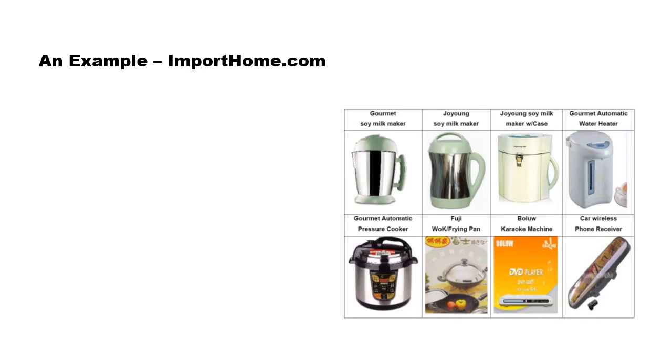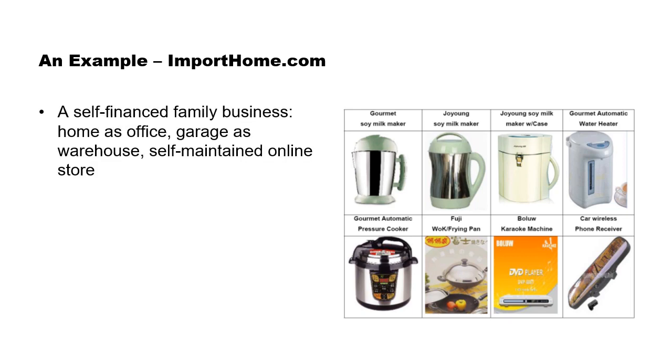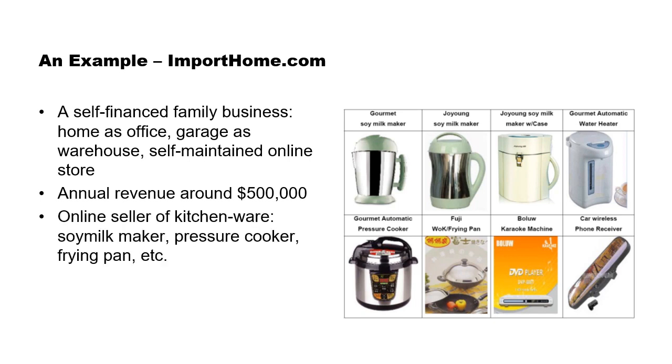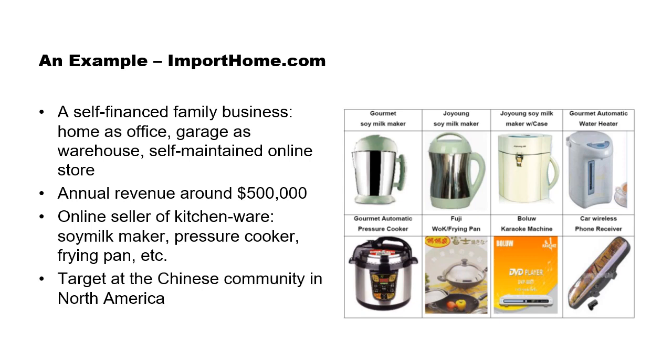To better understand the domains, let me give a down-to-earth example, a family business that everybody can do. ImportHome.com is a New Jersey-based B2C online seller. Jack, an owner, uses home as office, garage as warehouse, and has a self-maintained online store. The annual sales or revenue is about $500,000. Jack sells kitchenware such as soy milk maker and pressure cooker to the Chinese community in North America.